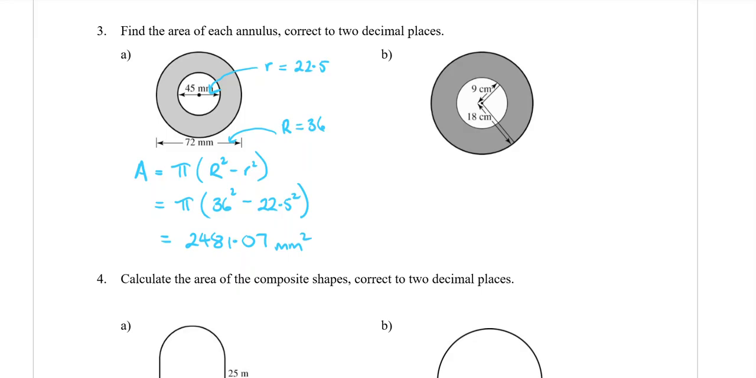Part B, same thing, it's an annulus. So our formula is A equals pi bracket big radius squared minus little radius squared. So the big radius is 18, and that is a radius because it's from the center to the edge. And the little radius is the 9. So we pi bracket 18 squared minus 9 squared. In the calculator, that will give you 463.41 centimeters squared.